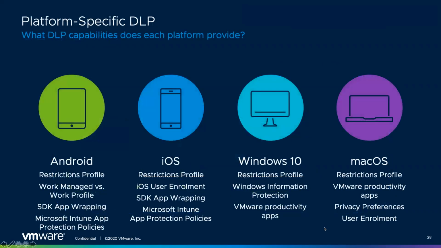And we have lots of platform-specific data loss protection policies across all the different platforms. So, for Android and iOS, we've got things like Intune app protection policies for Office 365. We've got the SDK and app wrapping we can use. We've got restriction profiles. In Windows and Mac, we've got things like restriction profiles and Windows Information Protection, etc. So we've got lots of different ways on all these platforms that we can do this DLP.